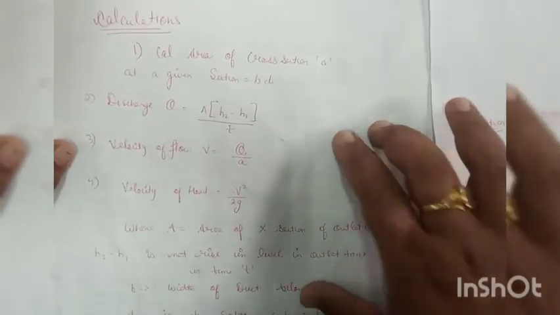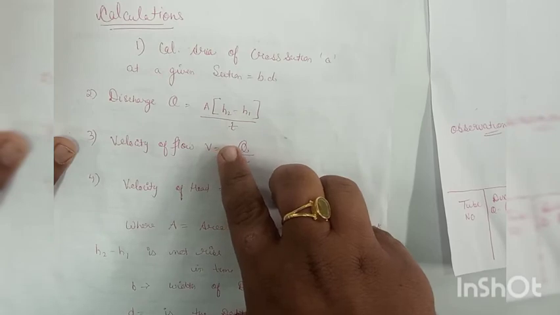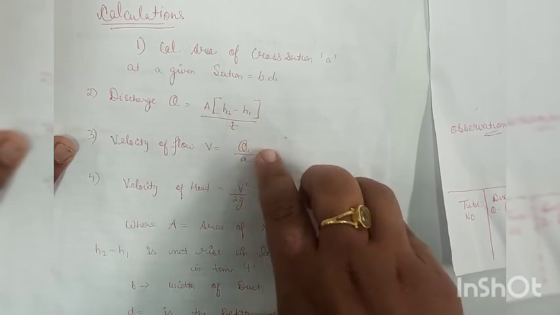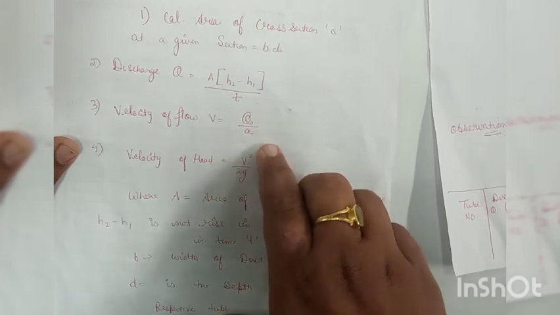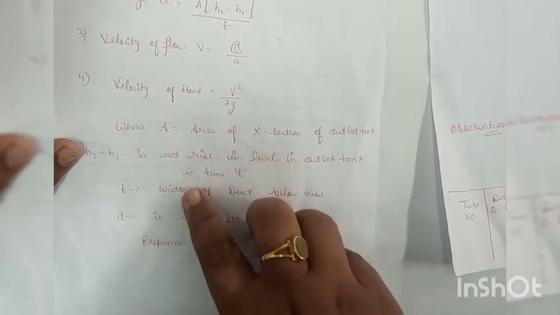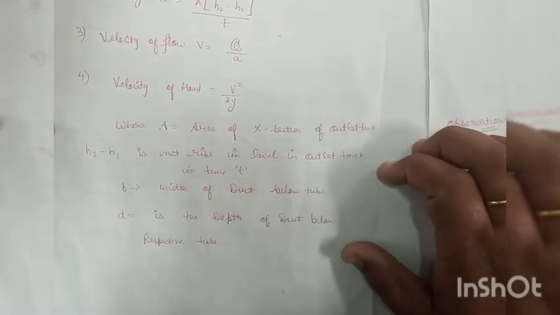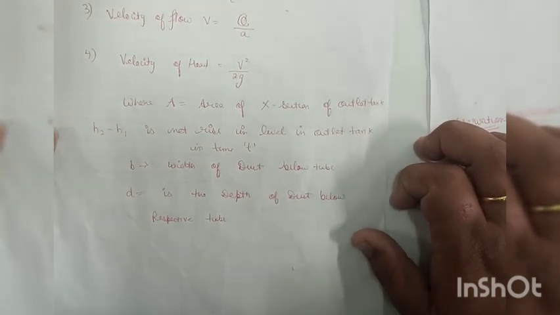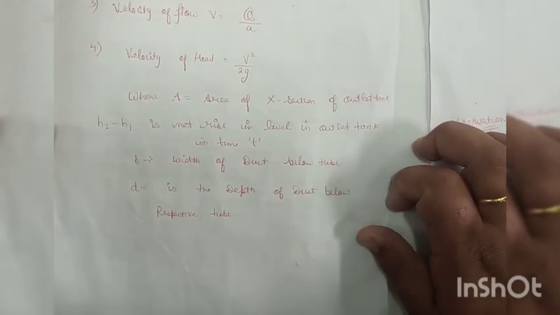Area of cross section, which is already discussed, is B into D, and discharge is equal to area into H2 minus H1 divided by time T. Velocity of flow is equal to discharge by area of cross section, and velocity head is V square upon 2G. A is the area of cross section, H2 minus H1 is the net rise in the level in the outlet tank, meaning the difference between the inlet tank and outlet tank. B is the width of the duct below the tube, meaning width of channel, and D is the depth of the duct below the respective tube, meaning depth of channel. Thank you.